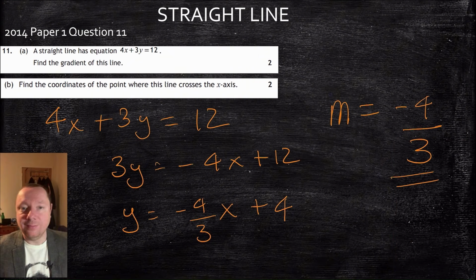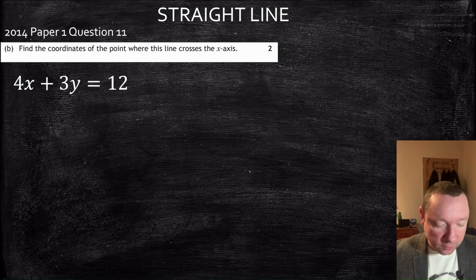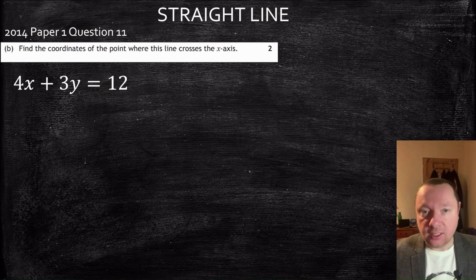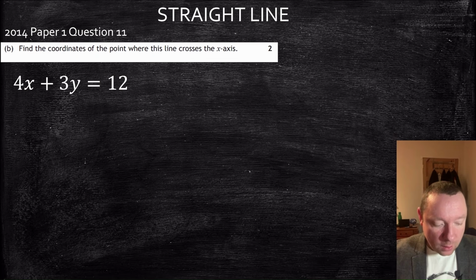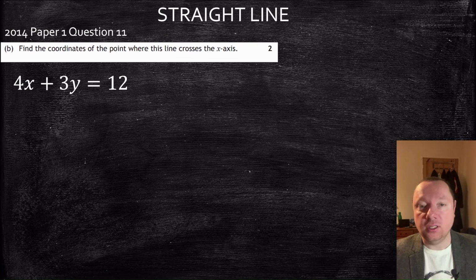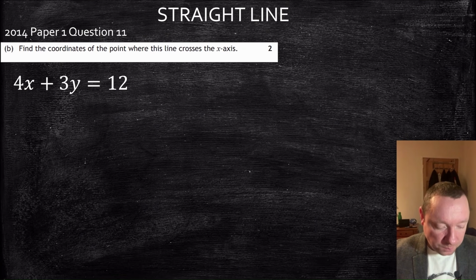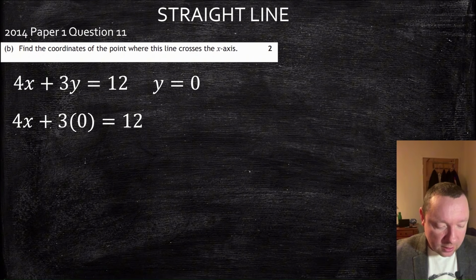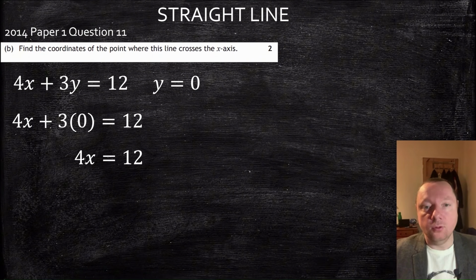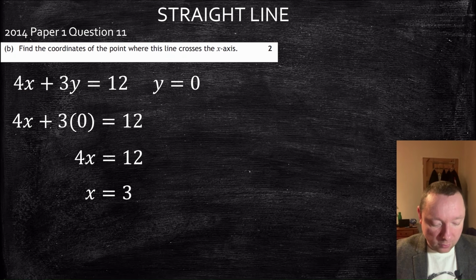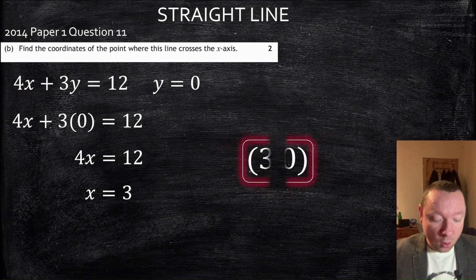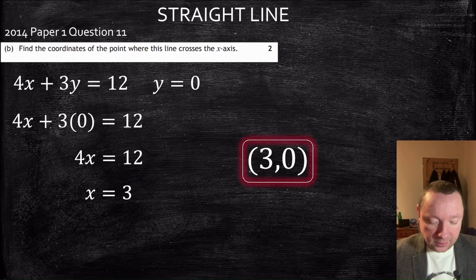And we're done there. Part B says find the coordinates of the point where the line crosses the x-axis. So we've got 4x plus 3y equals 12, remember. It cuts the x-axis when y is 0. So we've got 4x plus 3 times 0 equals 12. So 4x equals 12, so x is 12 divided by 4, which is 3. So the point is (3, 0), x and y.